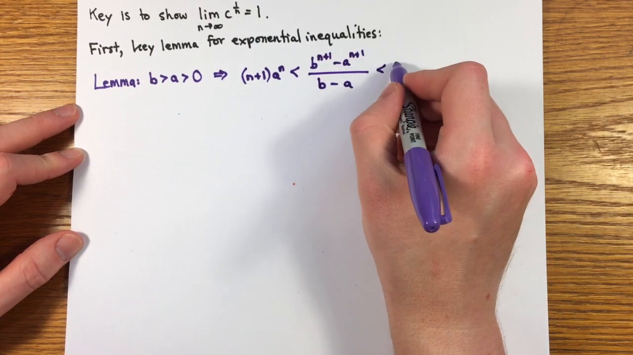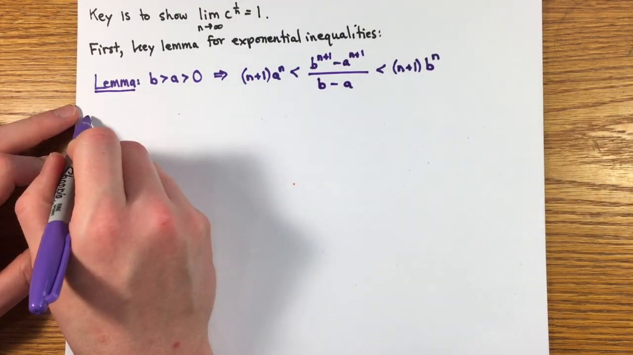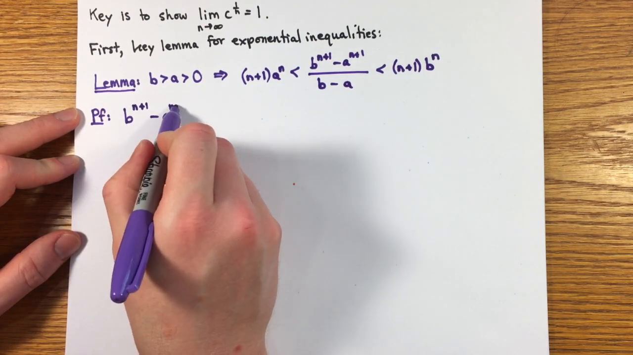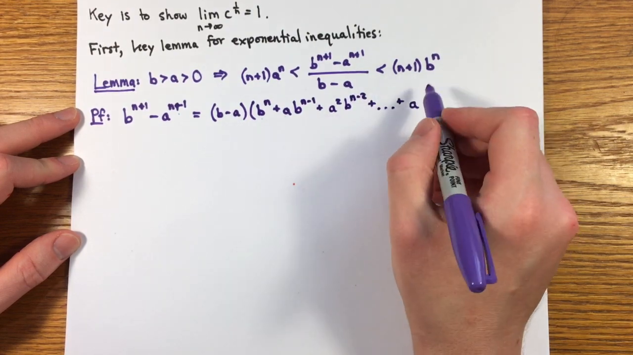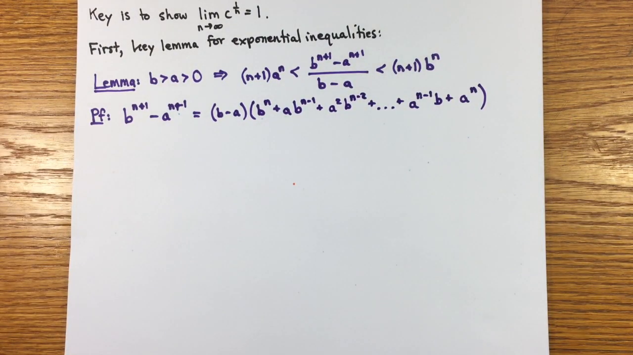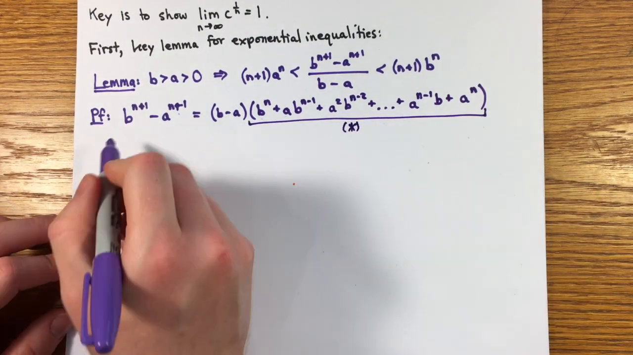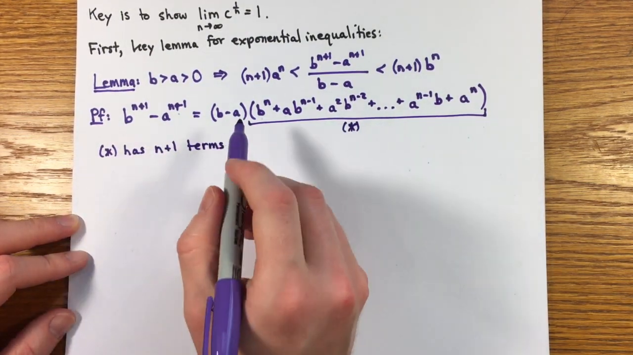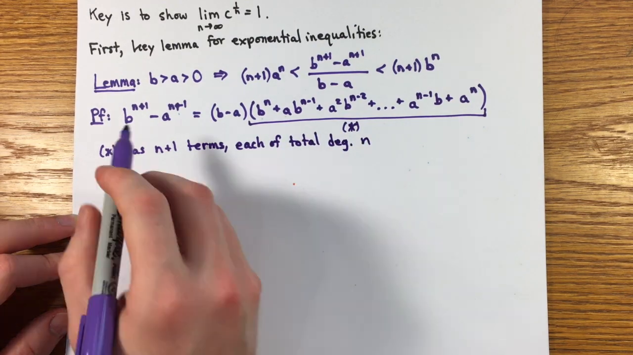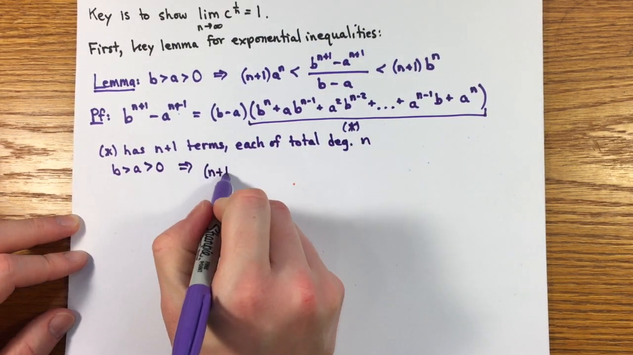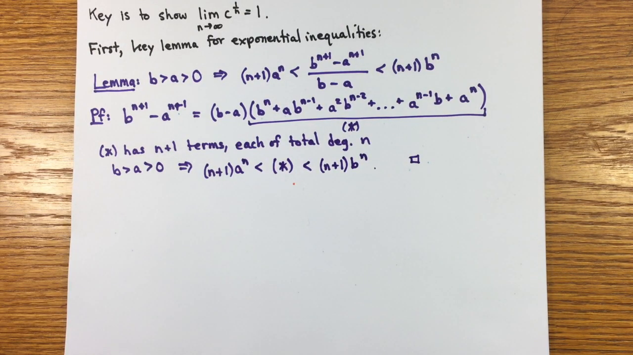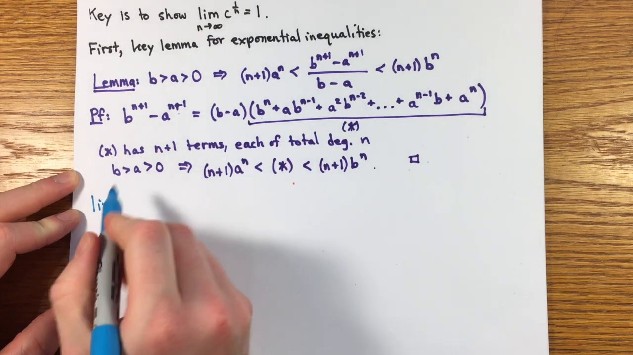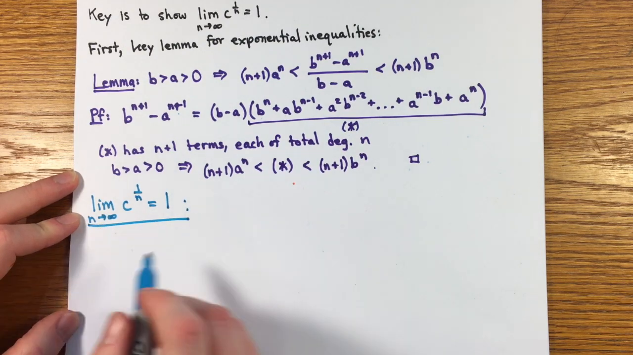Then for n a positive integer, we have the factorization b^(n+1) minus a^(n+1) equals (b minus a) times (b^n plus ab^(n-1) plus a^2 b^(n-2) plus ... plus a^(n-1) b plus a^n). This quantity here is n plus 1 terms, each of total degree n in a and b, which, since a is less than b, lies between (n+1)a^n and (n+1)b^n. So we have that inequality, with star, equals (b^(n+1) minus a^(n+1)) over (b minus a).